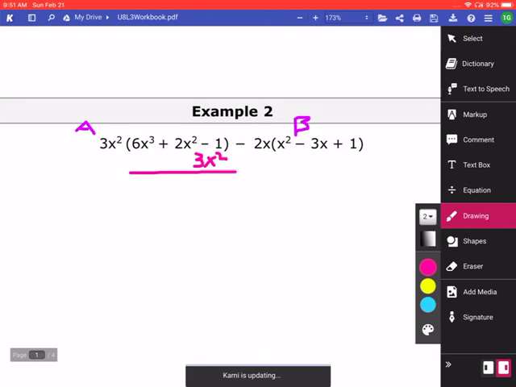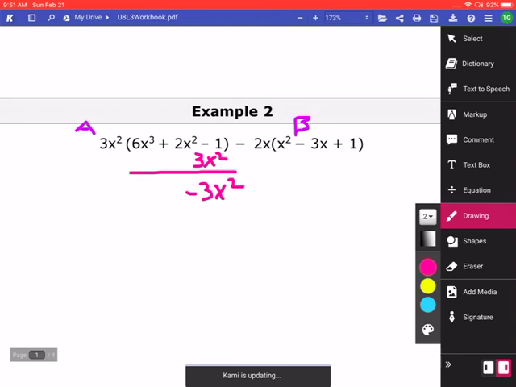So if I say 3x squared times -1, I'm going to get a negative 3x squared. Because remember, anytime you're multiplying or dividing, if the signs are the same, if they're both positive or they're both negative, then it's always going to be positive. But if the signs are different, you have a positive and a negative, it's always going to be negative.